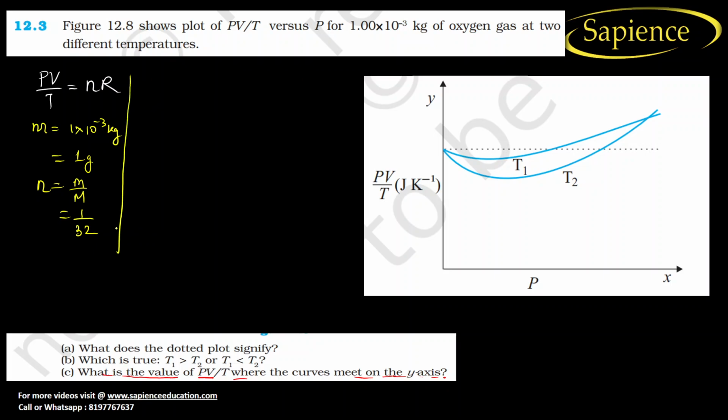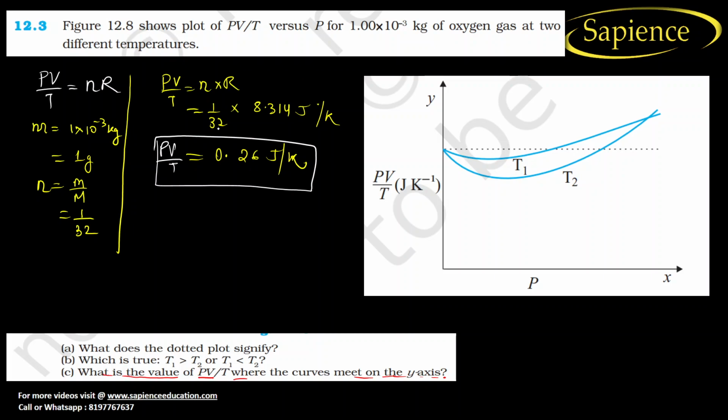Now, if we have the number of moles, can we find the value of PV by T? So PV by T is equal to n into R. The number of moles is 1 by 32, into what is the value of R? R is equal to 8.314 joule per Kelvin. So finally, if we calculate this, it will be approximately equal to 0.26 joule per Kelvin. I hope you have got this answer. This is our required value of PV by T for this case only, because they have given the mass of the oxygen gas, and therefore the number of moles.